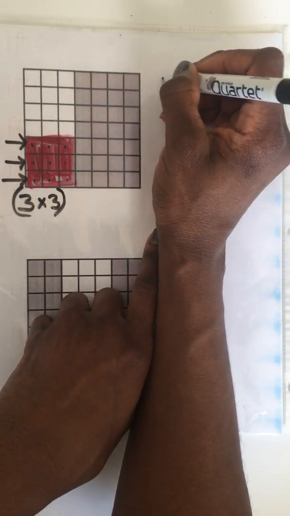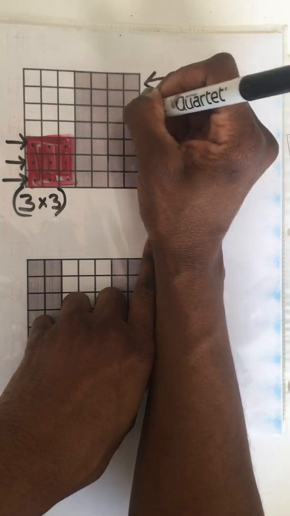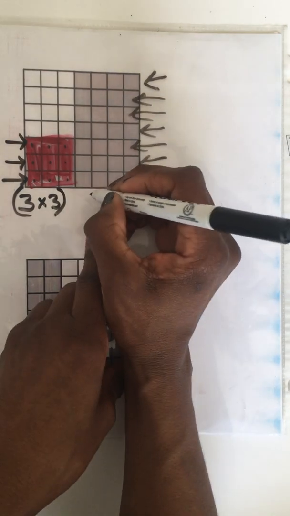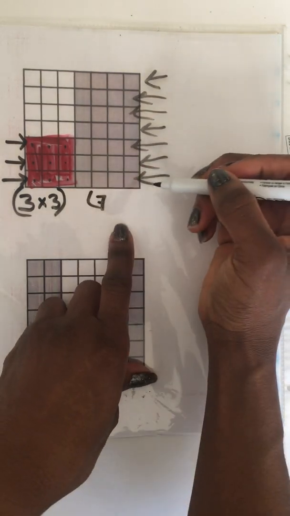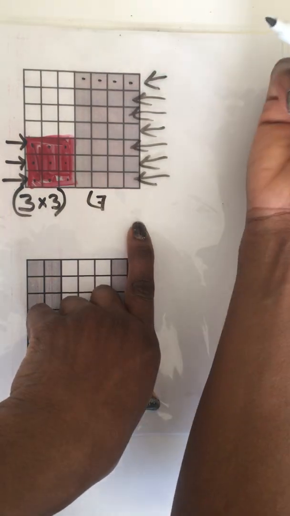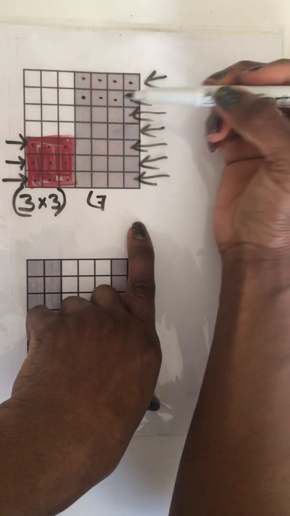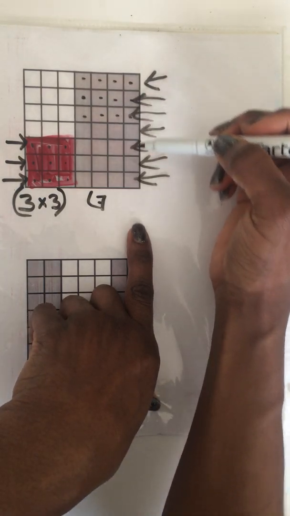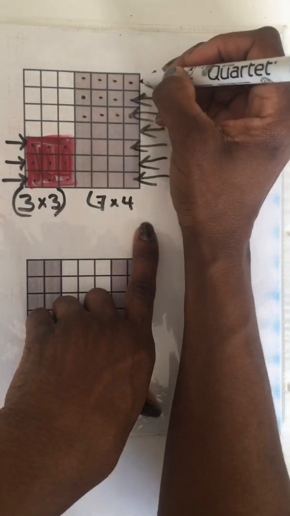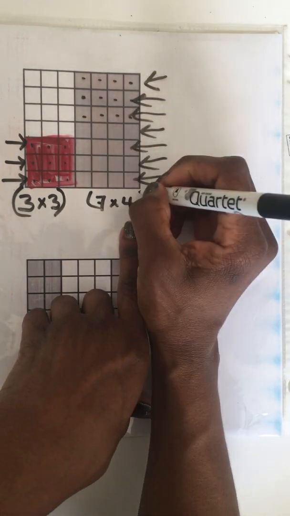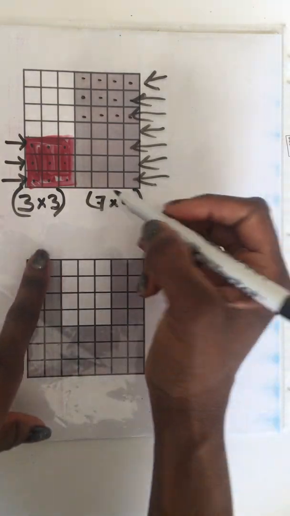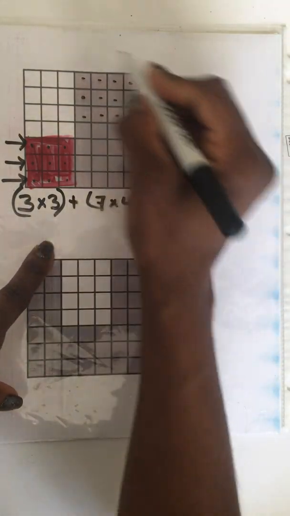I'm going to go over here and do the same thing with my rectangle. How many rows do I have? 1, 2, 3, 4, 5, 6, and 7. I have 7 rows. How many square units do I have in each row? 1, 2, 3, 4. So I have 4 square units in each of my 7 rows. 7 times 4 makes up my other equation. I am now going to add the 2 equations together to find the total area of my irregular shape.